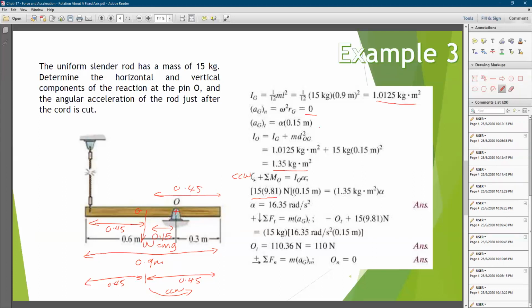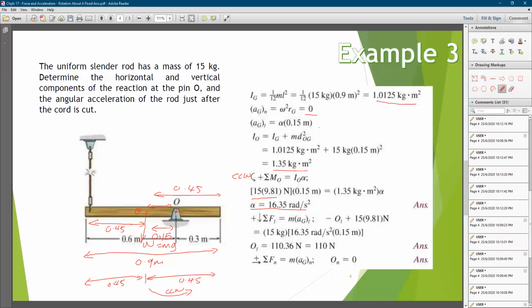And then multiply by the moment arm or the perpendicular distance between point G and point O, which is here, 0.15. And then that is equal to IO that we already calculated up here, multiplied by the angular acceleration. And then from here, we can easily determine the angular acceleration of the rod just after the cord is cut. That is the answer for that.